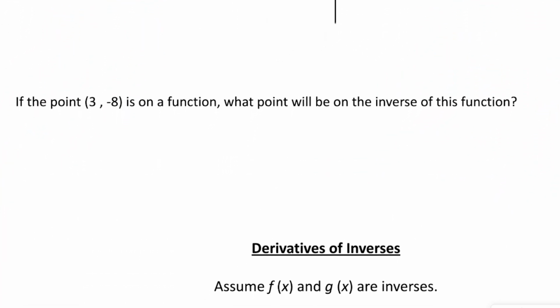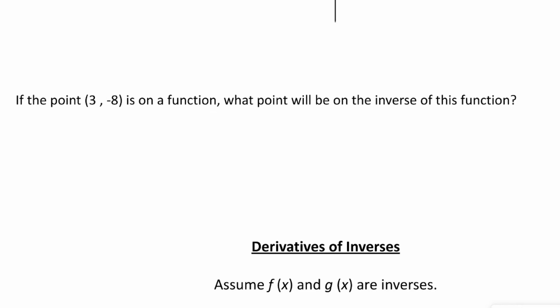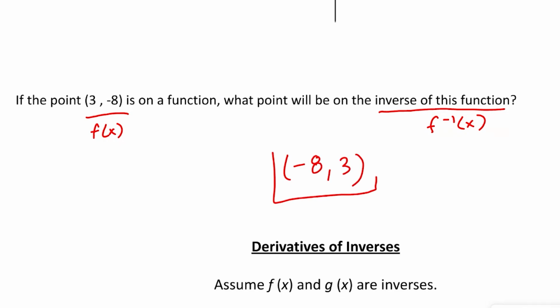So just to really put it together, if you've got a point (3, -8) that's on a function, we'll say f of x, then the point that's going to be on the inverse of the function, f inverse, is guaranteed to be (-8, 3). Basically, every point that's on the original function, if you swap x and y, is going to be a point on the inverse. And that's actually what an inverse is. You're literally inverting the x's and y's.